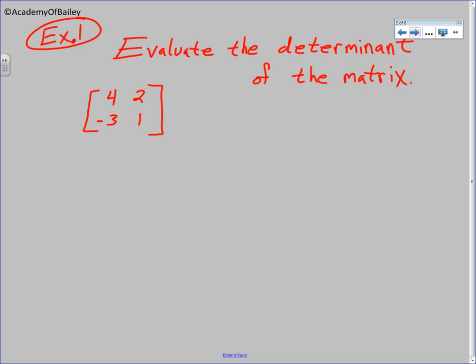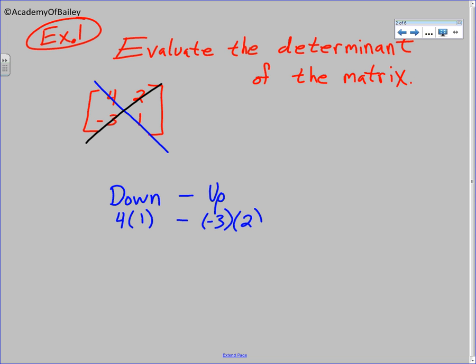It says evaluate the determinant of the matrix. And what we're looking at here is diagonals down and then diagonals up. And so what you do is you take the down diagonal and then you subtract the up diagonal from it. Well, how do we get this down diagonal? Well, you multiply. 4 times 1, and then you're going to subtract the up: -3 times +2.